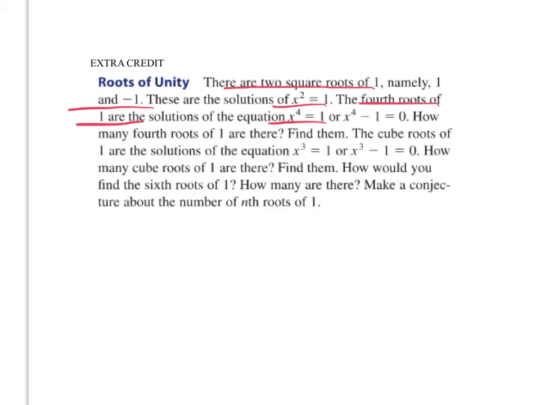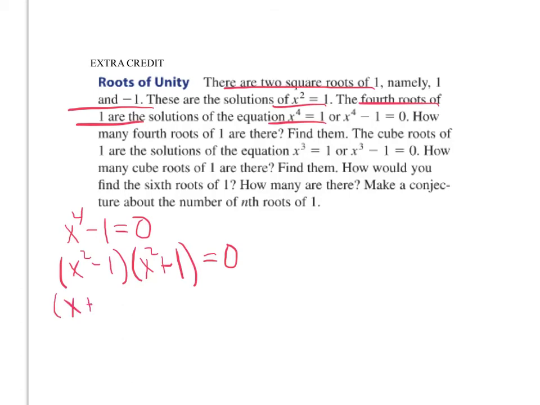So in finding the fourth roots of 1, we solve the equation x to the fourth power minus 1 equals 0. If you just add 1 and get x to the fourth power equals 1, you might only find two solutions. So instead, we'll factor this as the difference of two squares: x squared minus 1 times x squared plus 1 equals 0. x squared minus 1 can be further factored into x plus 1 times x minus 1 because it's the difference of two squares. But x squared plus 1 can't be factored in the real numbers.